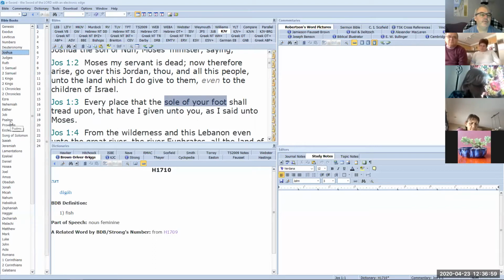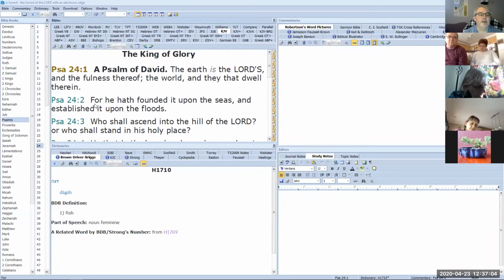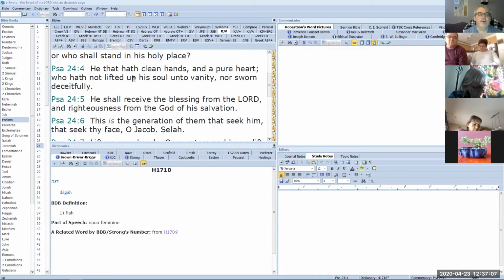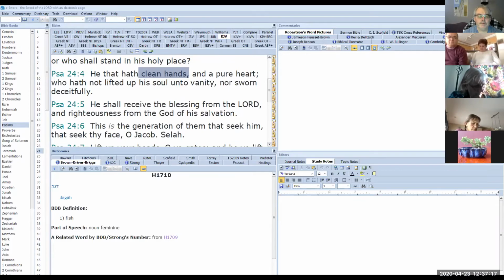But kaf has a double meaning. It also has the meaning of the palms of your hand, and that's found in Psalms 24. He that has clean hands, that's the word kaf. I'm going a little quickly, but like I said, don't get bogged down if you can't get every detail. That's fine. So kaf, soles of the feet and the palms of your hand? It's both.